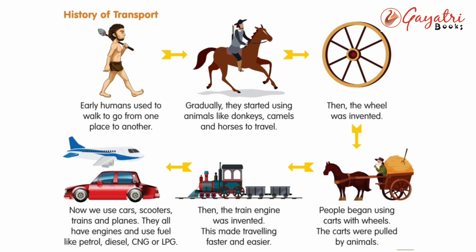Then, the train engine was invented. This made traveling faster and easier. Now we use cars, scooters, trains, and planes. They all have engines and use fuel like petrol, diesel, CNG, or LPG.